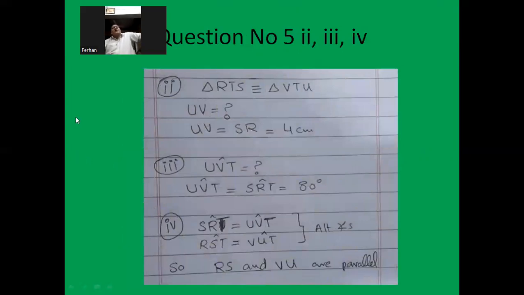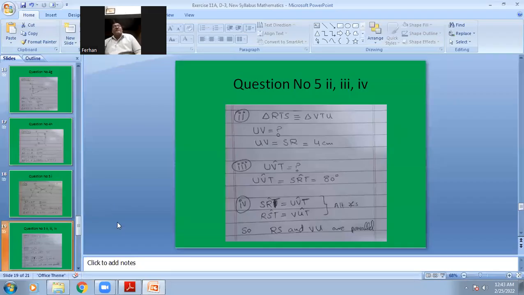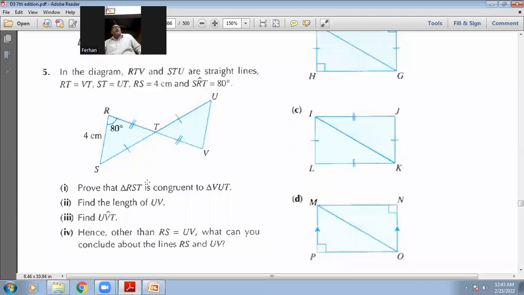Okay, then first of all, check what their question is. Find the length of UV. So we have to find the length of UV. UV and RS will be the same, so UV will be 4 centimeters. Then their question is to find angle UVT. Where is UVT? They want us to find this UVT.